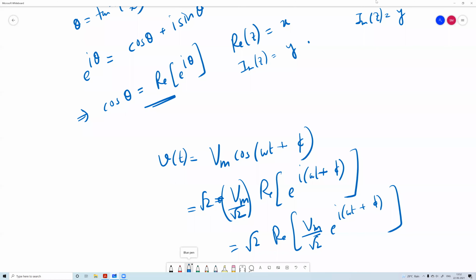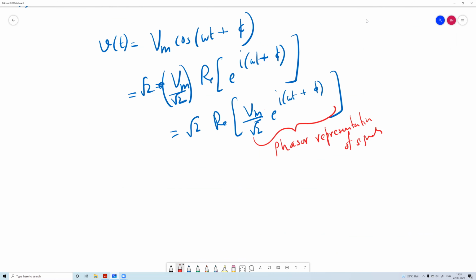Okay. Whatever is inside this Re, this is the phasor representation of the signal. This √2 is there because we want to express in terms of the RMS value. So if I have the phasor representation of a signal, we can retrieve the signal by simply taking √2 times the real value of the phasor.